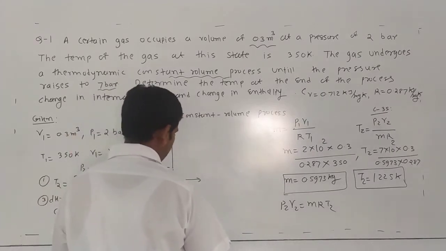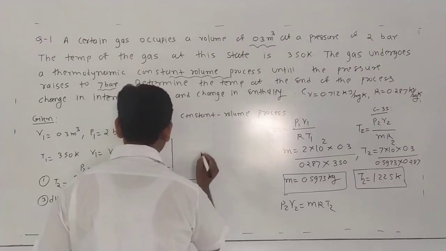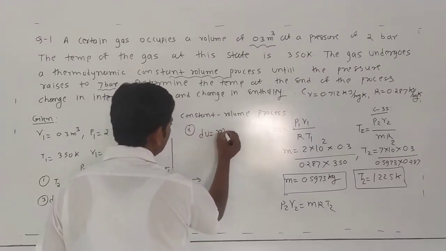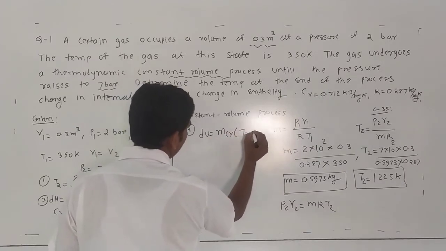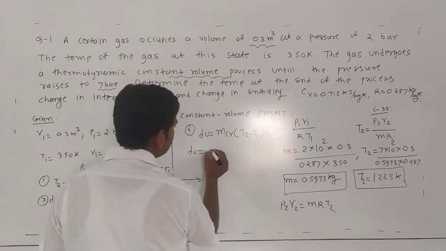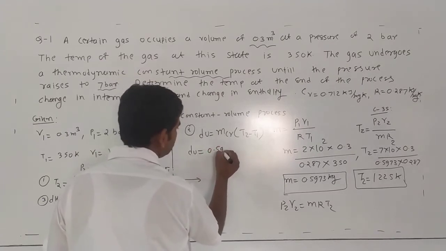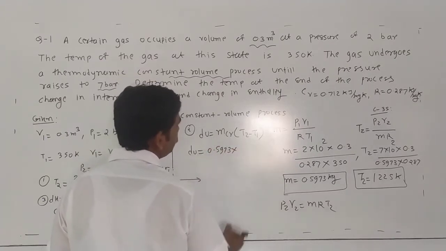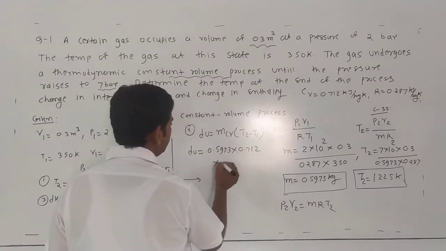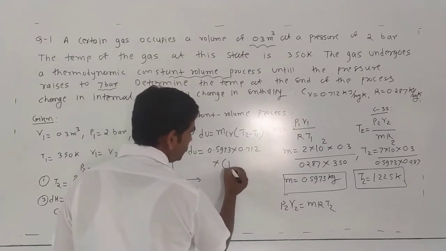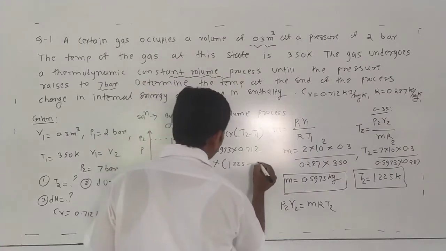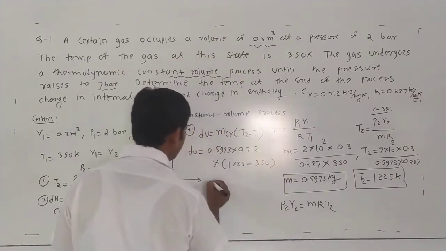So we determine the second parameter, dU, internal energy. So dU is equal to, what is the formula? m Cv (T2 minus T1). So just put the values. What is the value of the mass? 0.5973 multiplied by Cv. Cv is how much? 0.712 multiplied by the temperature difference. T2 is 1225 minus T1. T1 is given, boys, how much? 350. Calculate, and you get the value of dU.